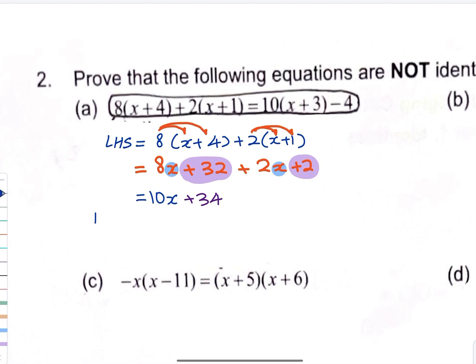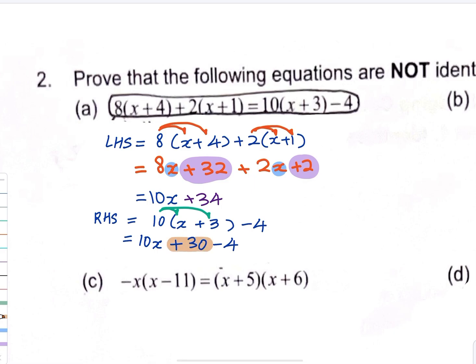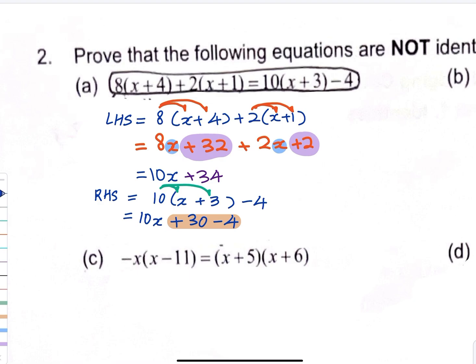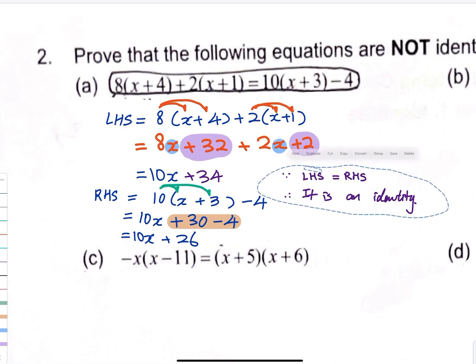So also let's check the right hand side. You have to open up the bracket. So let's just open up. This goes here, this goes here. 10 times x, you have 10x. 10 times 3, you have 30, and then minus 4. Any like terms? Like terms means having the same unknowns or either they are constants. So 30 minus 4, you have 26. So is your left hand side and the right hand side the same? Since they are not the same, you will write it is not an identity.